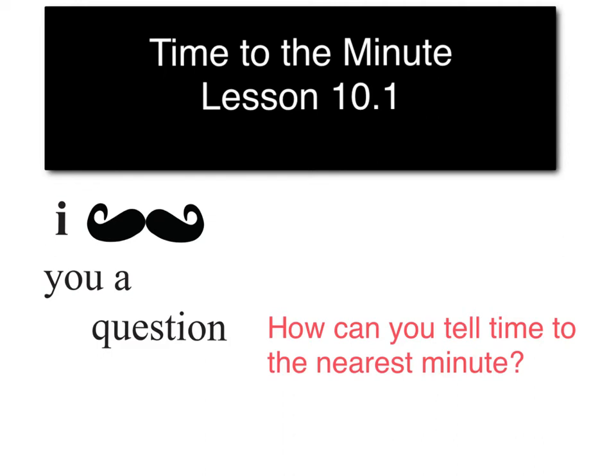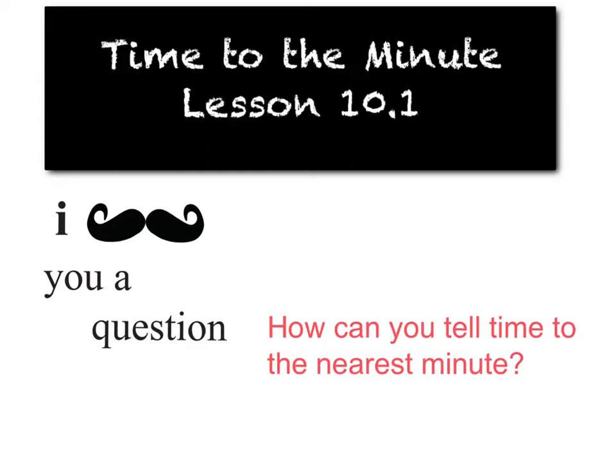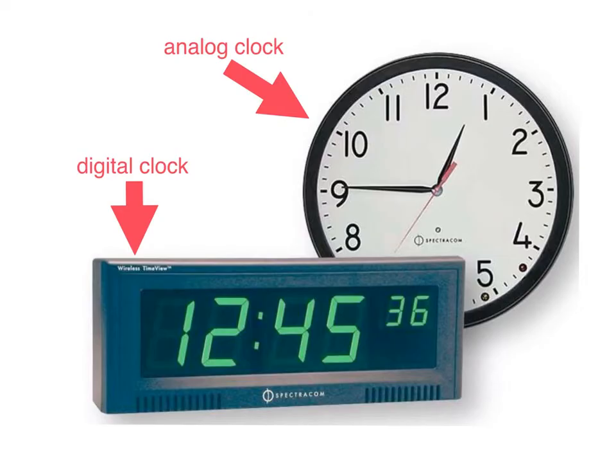Time to the Minute, Lesson 10.1. The essential question for this lesson is, how can you tell time to the nearest minute? In this lesson, you will tell time using an analog clock and a digital clock. On a digital clock, the numbers tell us the time. And on an analog clock, you have to tell the time the hands are pointing to.